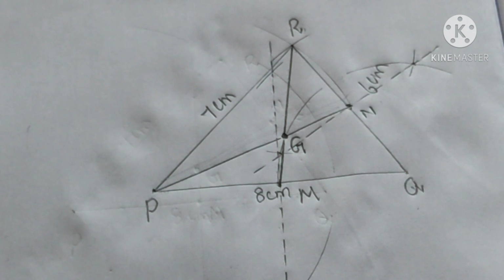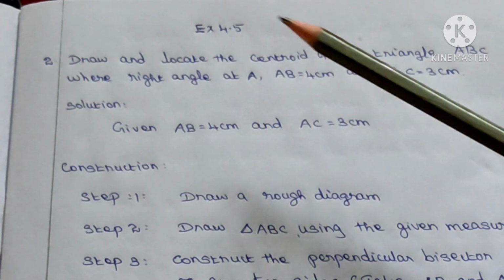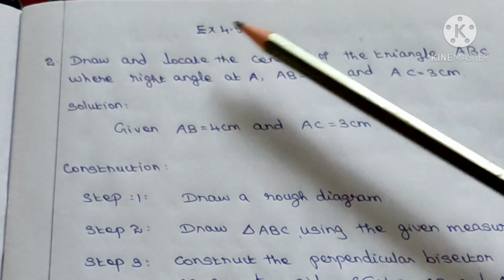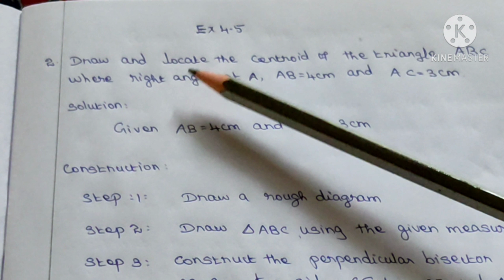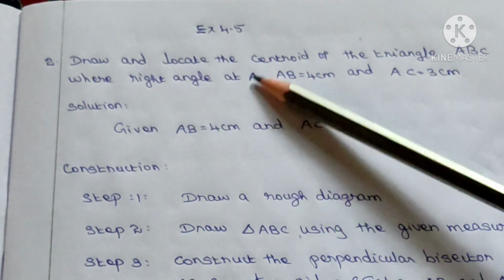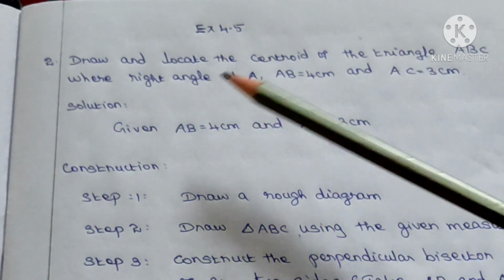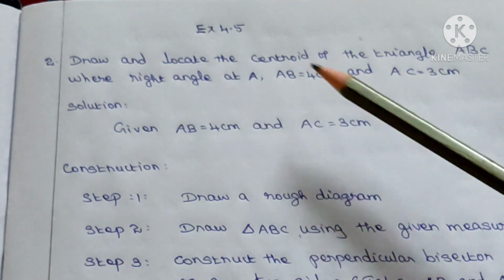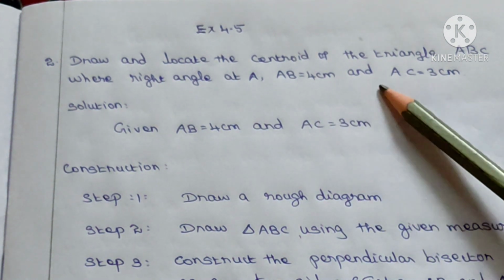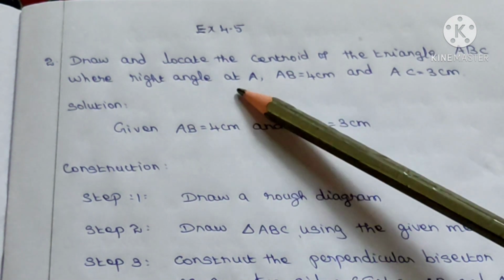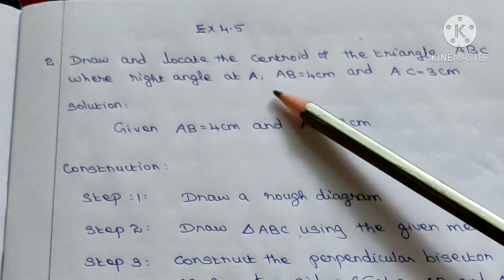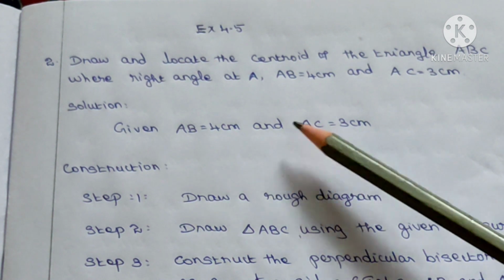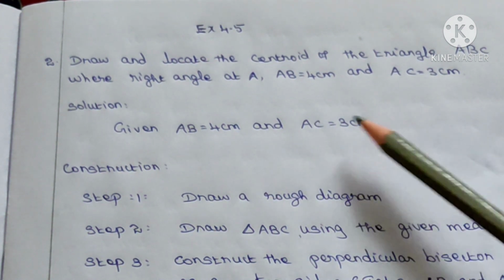I will complete one more question. Listen. Turn to the next page and write the question. Exercise 4.5, question number 2. First question, you do it as homework. Second question: draw and locate the centroid of the triangle ABC, where the right angle is at A, AB is 4 cm and AC is 3 cm. Right angle means we get one perpendicular line. Solution: write the given values, AB 4 cm and AC 3 cm.